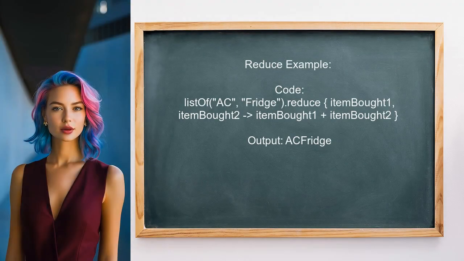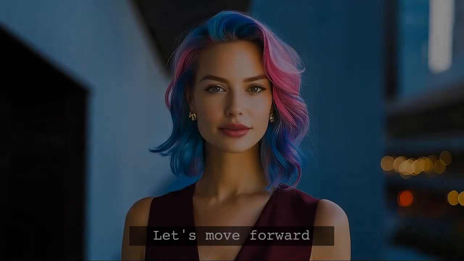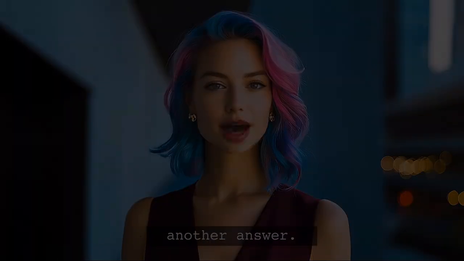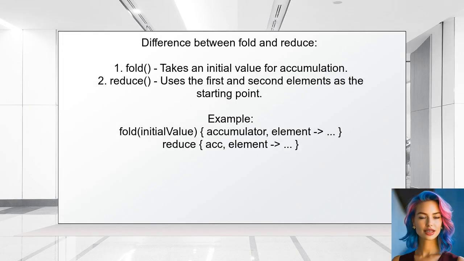In contrast, reduce takes the items directly from the list. For the same items, it combines them without an initial value, resulting in just AC and fridge. Let's move forward and look at another answer. This user explains that the main difference between fold and reduce in Kotlin is that fold takes an initial value as the starting point for accumulation, while reduce uses the first two elements of the collection for its first operation.